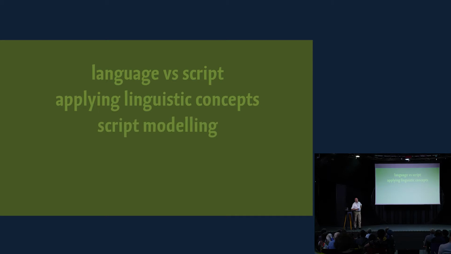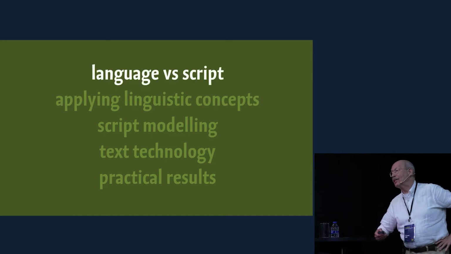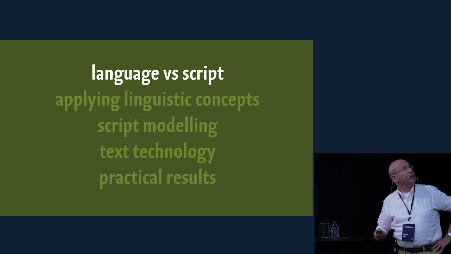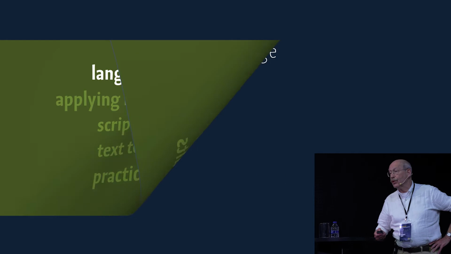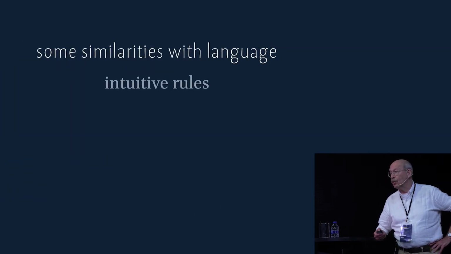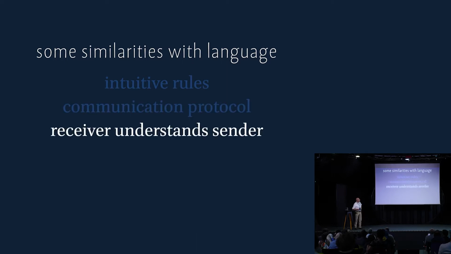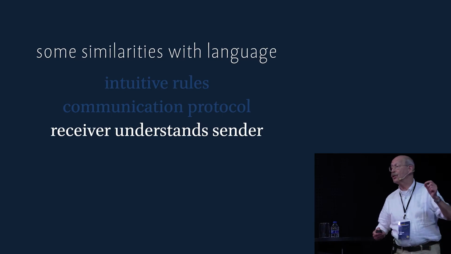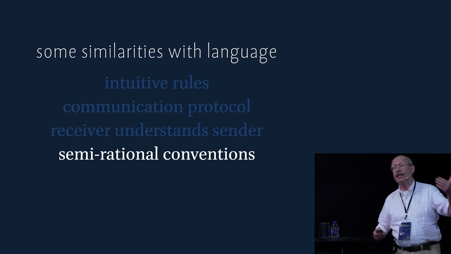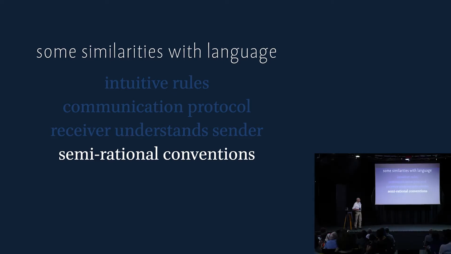Let's say this is the little table of contents of what I want to walk you through. First, the question is, why would language concepts apply to a script study? Well, first, like language, the Ottoman or the Islamic script in particular is full of rules, but they're not explicitly formulated, so in a way they are intuitive. Then, more importantly, what the sender formulates is received and understood on the other end. So it has, like a communication protocol, that characteristic in common.